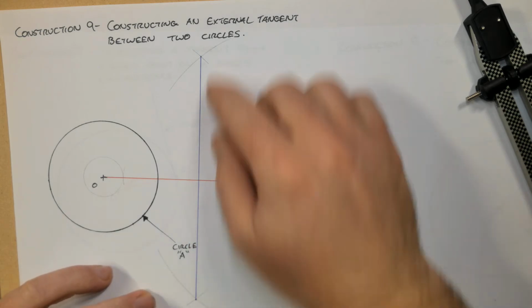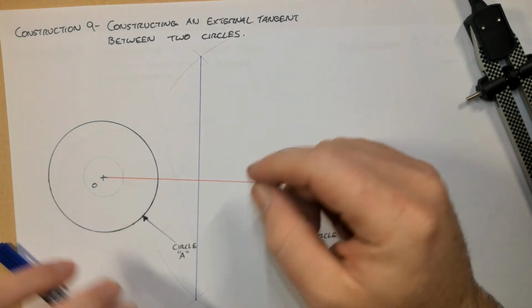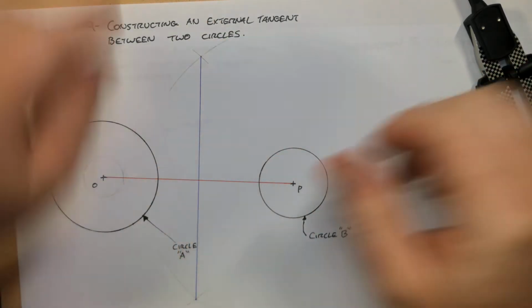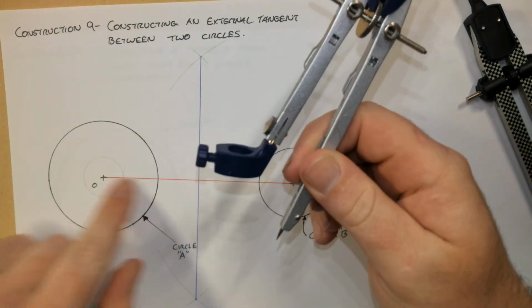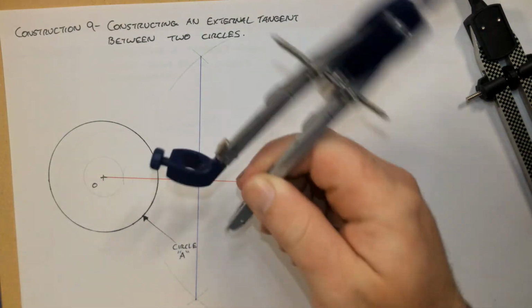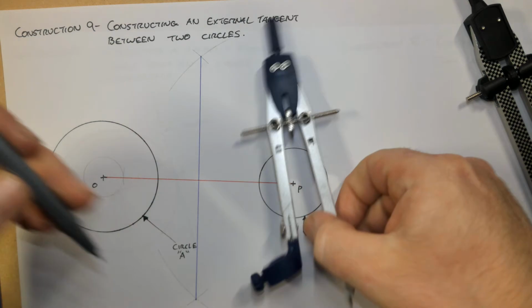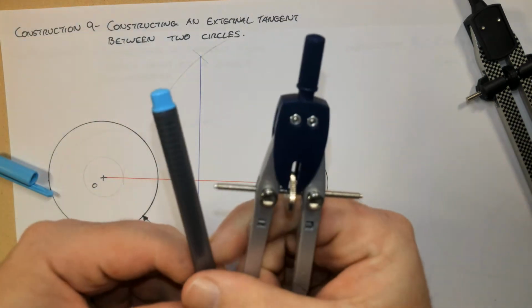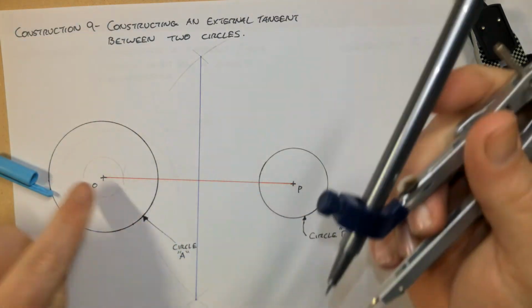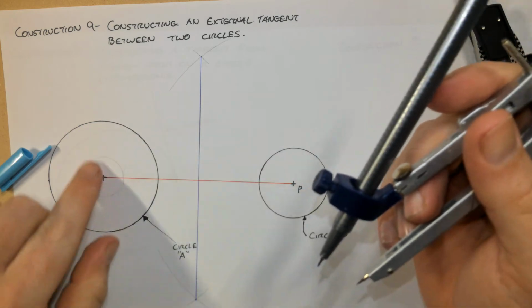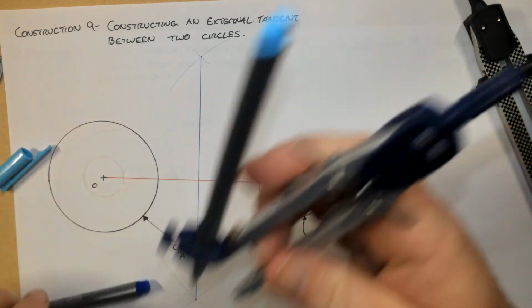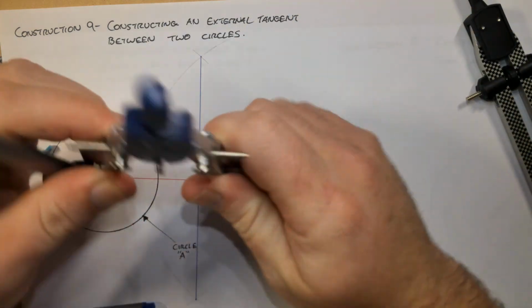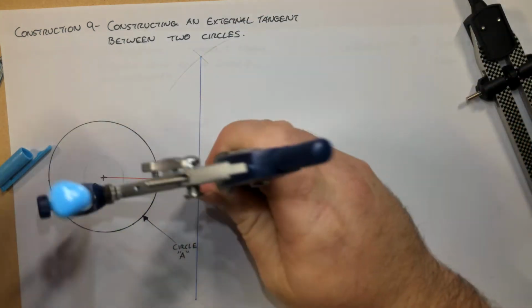Once we've done that, we already have our bisected point, same as before. We're going to put our compass on the center point and take the radius from here to O, so I'm going to use my light blue pen for this. We're going to create a semicircle because we want to create the tangent on this side. So I'm going to create a semicircle between O and P with this as my center point.